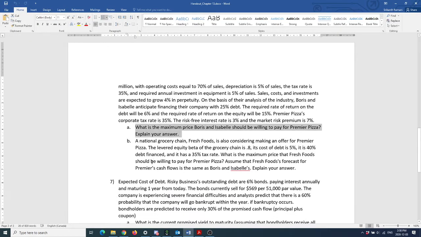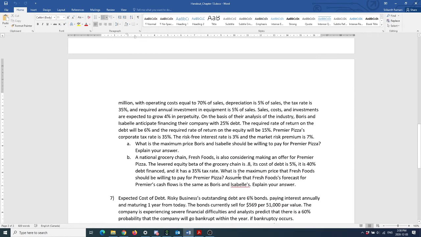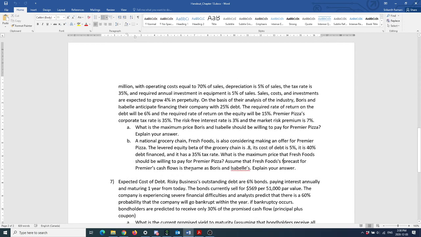The second part of the question relates to valuing the same firm, but from another perspective. It's another grocery chain, and the grocery chain's equity beta is given to you. Its cost of debt is lower than what Boris and Isabella could get, because of course it's a much bigger firm and can borrow money at a much cheaper rate. This firm wants to buy the pizza manufacturer with 40% debt financing, and it has a 35% tax rate. So what is the maximum price they will be willing to pay?